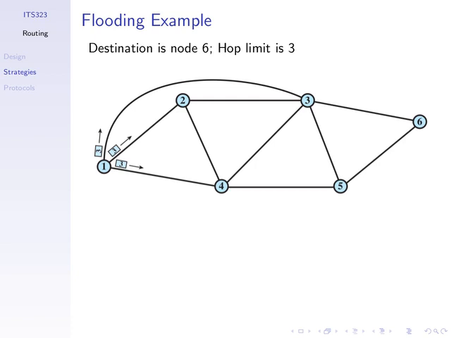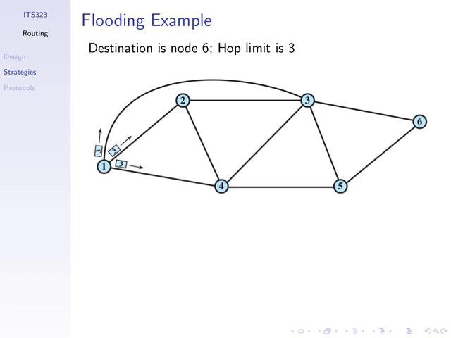For now, ignore the hop limit of 3. Ignore the number inside these packets. We'll come back to that case. So node 1 sends a copy of that packet to all of its neighbours. Node 1 has 3 neighbours, 3 links, 1, 2, 3, and sends a copy to each of them. So node 3 will receive a copy of that 1 packet, node 2 and node 4 will receive a copy.